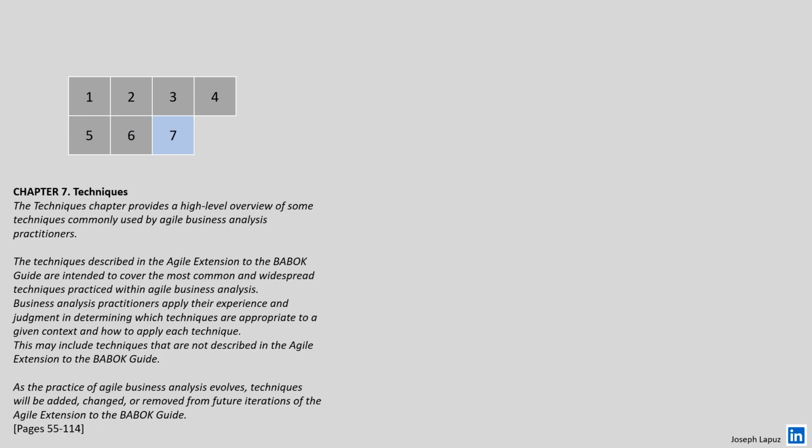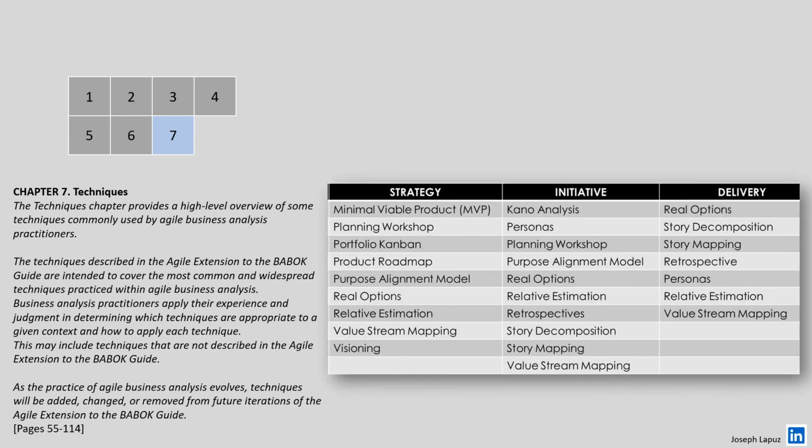Chapter 7. Techniques. The Techniques chapter provides a high-level overview of some techniques commonly used by Agile business analysis practitioners. The techniques described in the Agile Extension to the BABOK guide are intended to cover the most common and widespread techniques practiced within Agile business analysis.